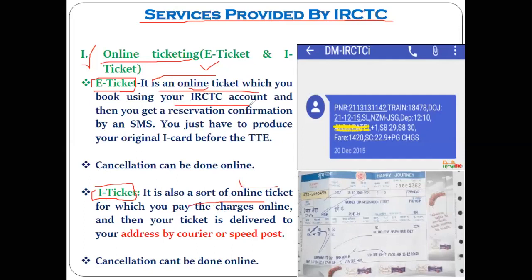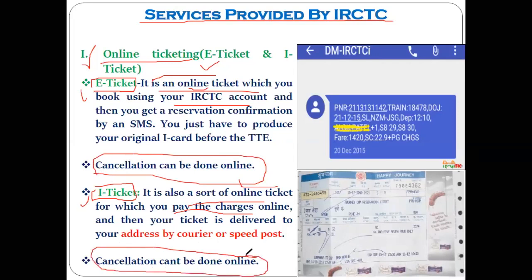In both cases, you have to pay online fees related to booking the tickets, whether you are simply booking the traveling ticket or you are also booking the food or hotel. So everything can be booked online. Only the difference is what? In case of the e-ticket and the i-ticket, the e-ticket can be canceled online. But there is a problem in cancellation of the i-ticket online. If you want to cancel the i-ticket, you need to physically go to that particular railway station and there you can cancel it. Do you understand the first service?